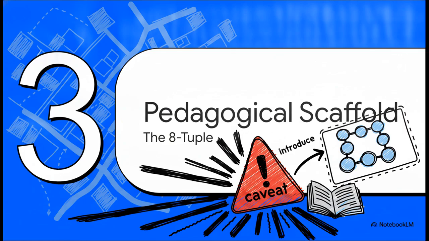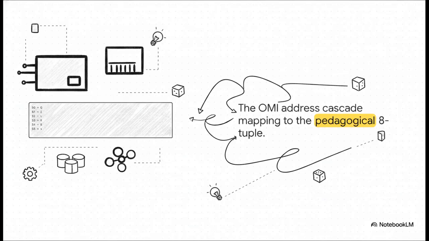All right, section 3, the 8-tuple pedagogical scaffold. Now that we've mapped the physical envelope, we can introduce the 8-tuple. This S0 through S7 address cascade is an incredibly helpful teaching tool. It directly maps the 8 fields onto a traditional automata 8-tuple. So you've got Q for state space, sigma for alphabet, L for left or source, R for right or target, delta for transition, S for start, T for accept, and R for reject.